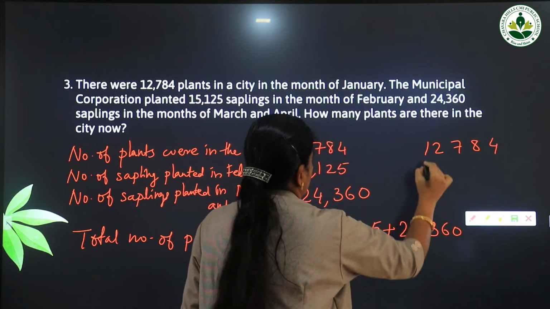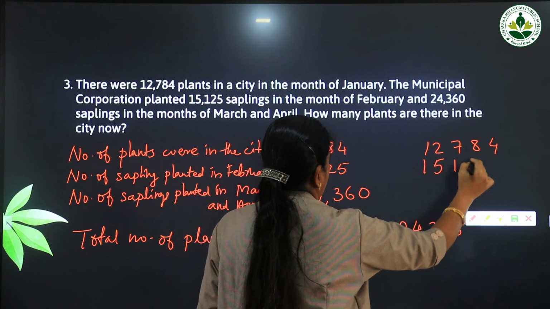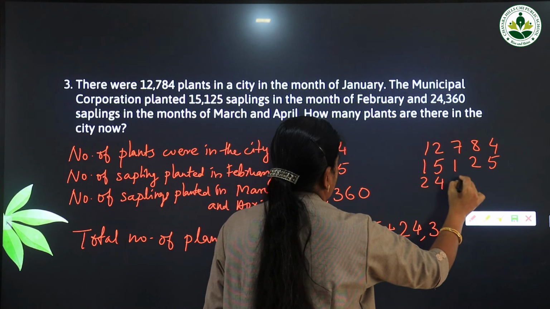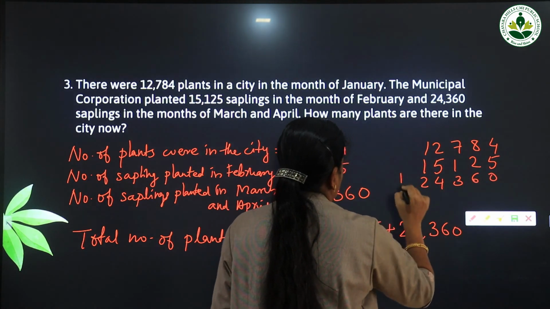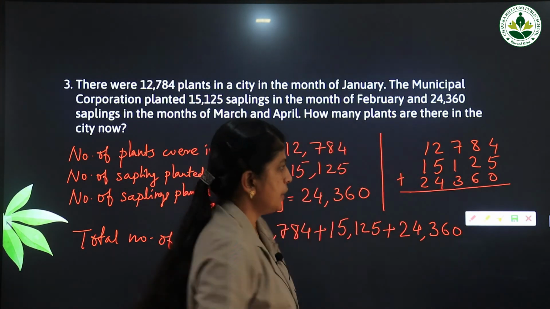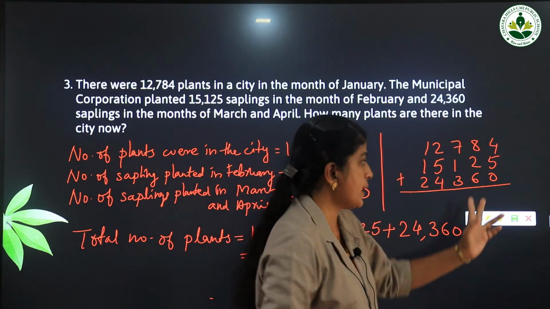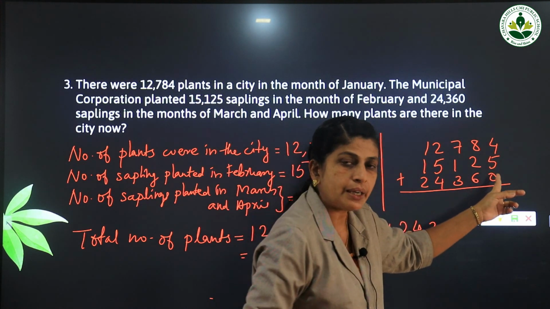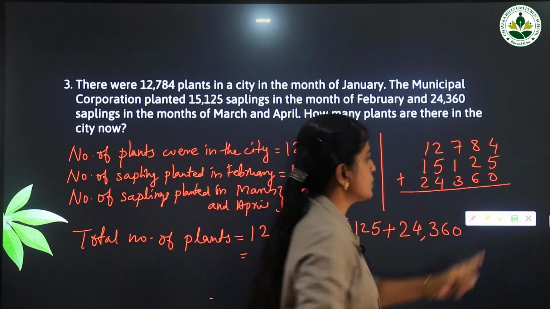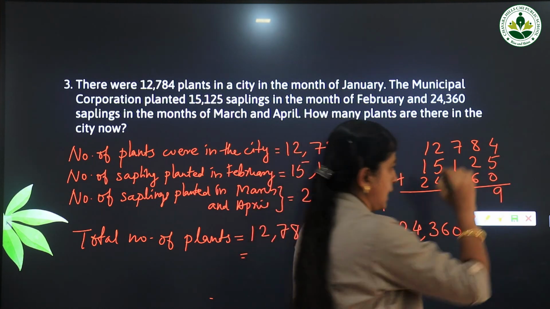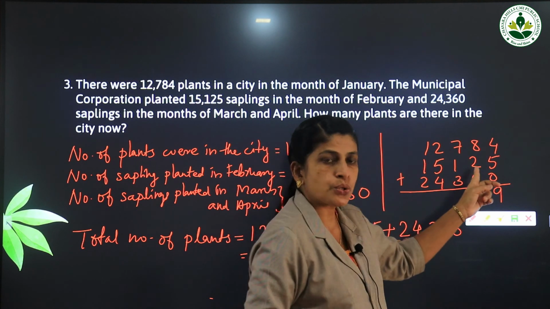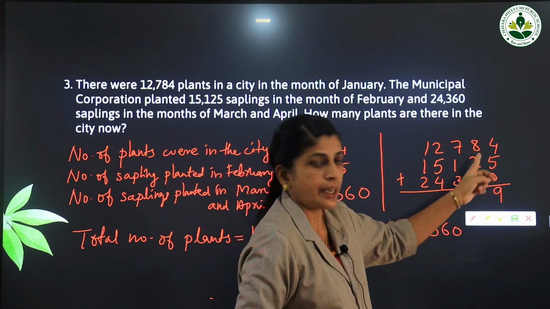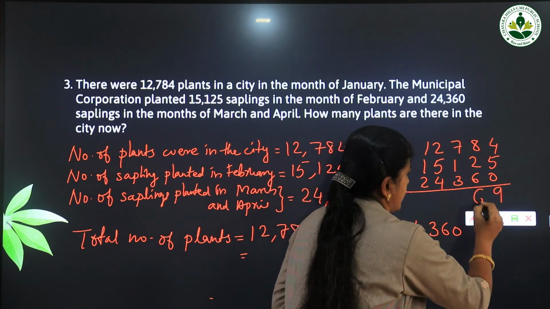That is 12,784, 15,125, then 24,360 plus. Okay, then first add the digits in the ones place. The digits in the ones place are 5 and 4. 0 plus 5, 5 itself. 5 plus 4 is 9. Then 6 plus 2, 6 plus 2 is 8. 8 plus 8, 8 plus 8 is 16.